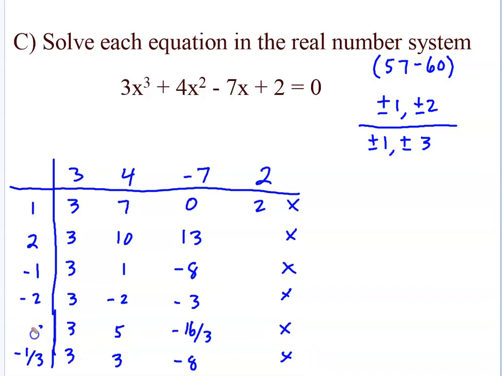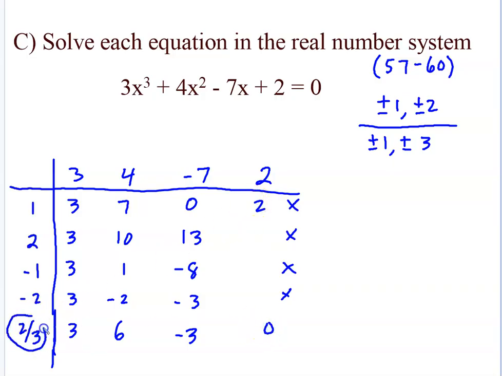Since I'm out of room down here, I'm just going to change these, and we'll test 2/3. Okay, bring down the 3. 2/3 times 3 is 2. 2 plus 4 is 6. This would be 12/3 or 4. 4 plus negative 7 is negative 3. This would be negative 2 or negative 6/3. Plus 2 is 0. So we found one of the 3.